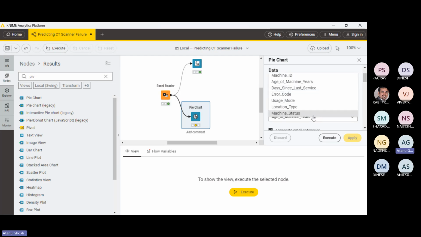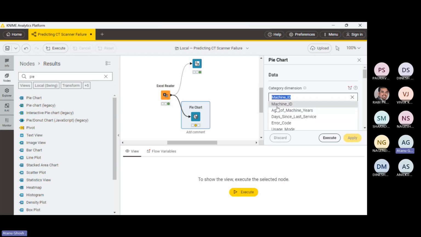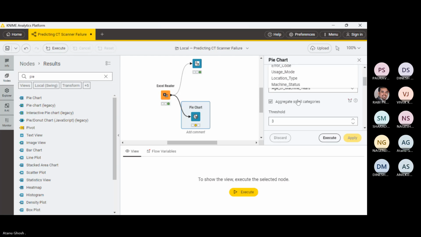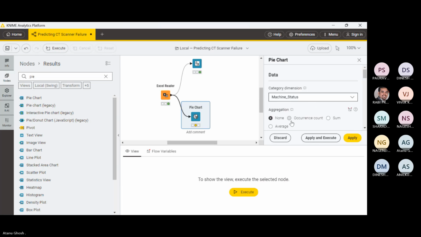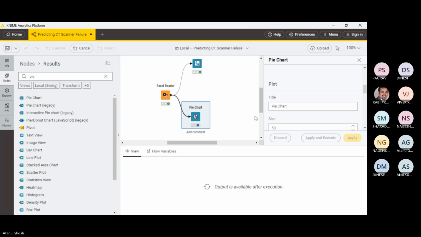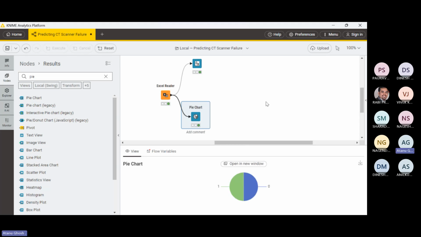So we want to do a pie chart on machine status. Do an occurrence count. And this data being fairly kind of prepared data.